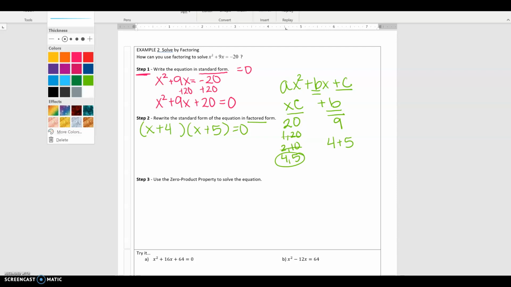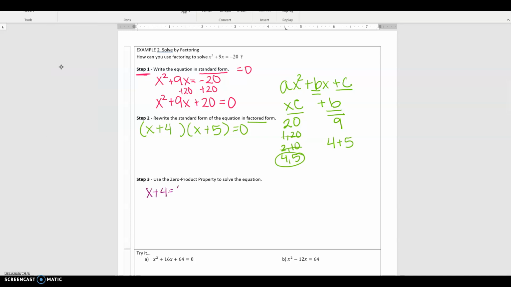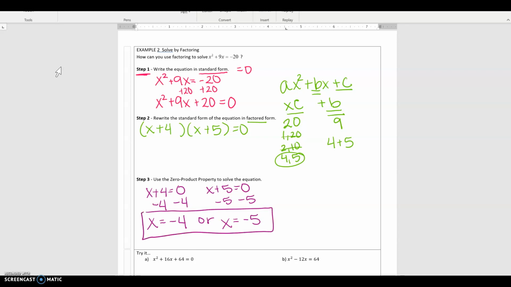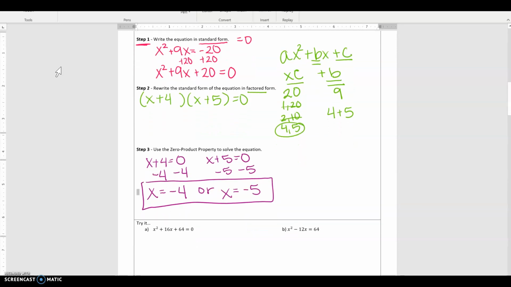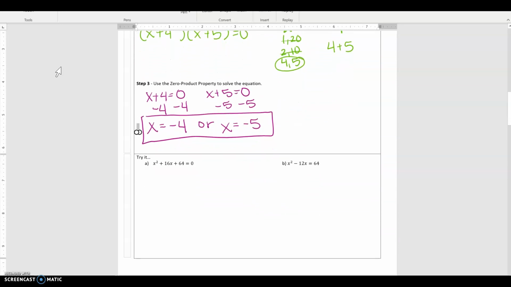So then the next thing is we use that zero product property and solve it. So either x plus 4 equals 0 or x plus 5 equals 0, and solve. Minus 4, x equals negative 4, or minus 5, x equals negative 5. Okay, so using that, go ahead and try the next 2.